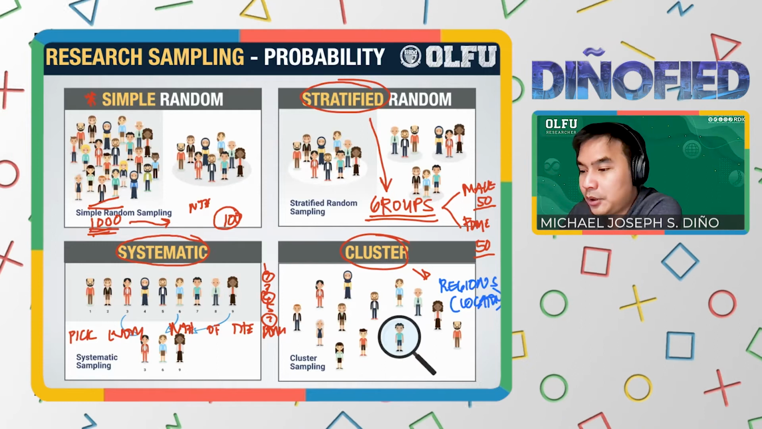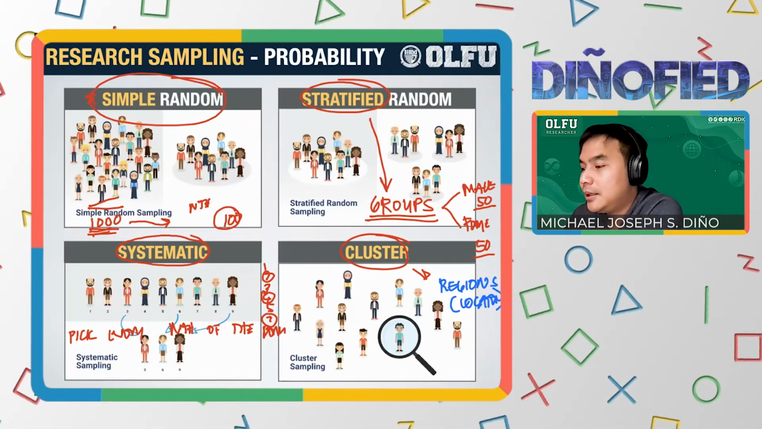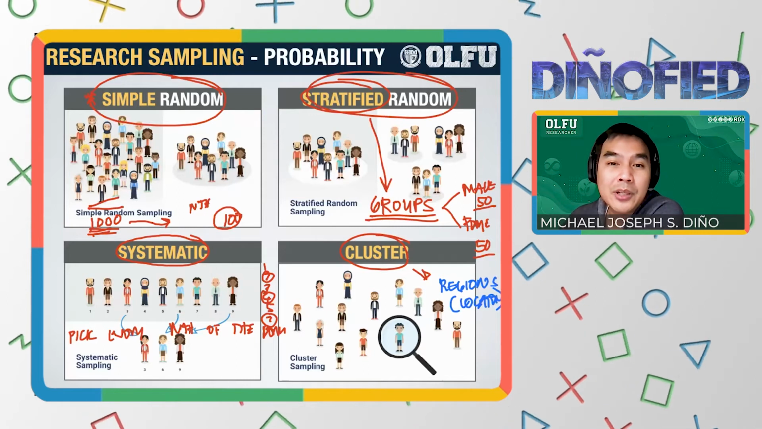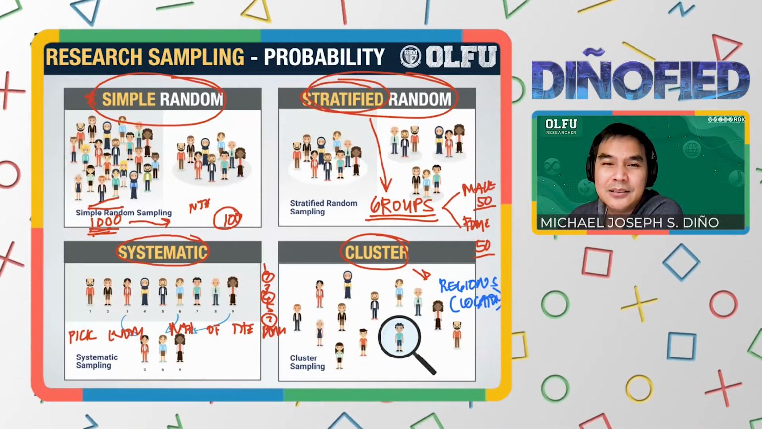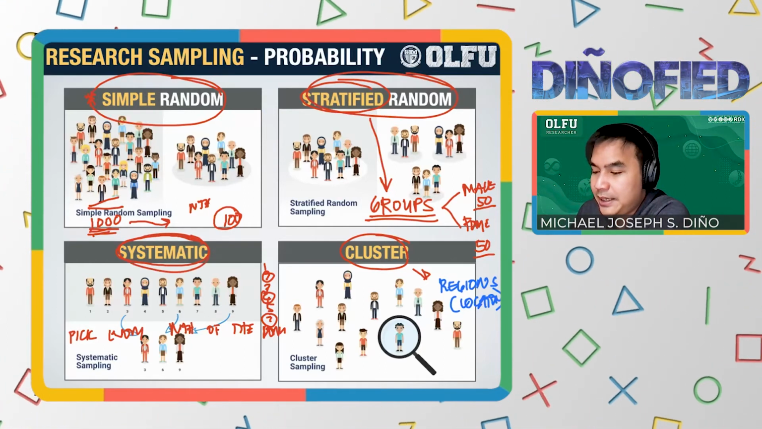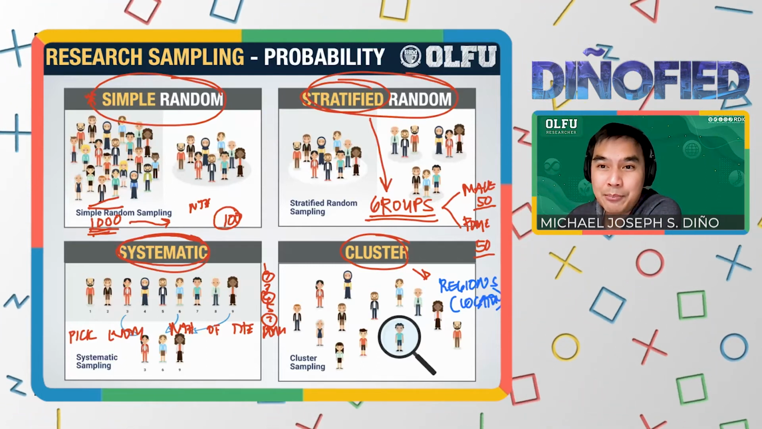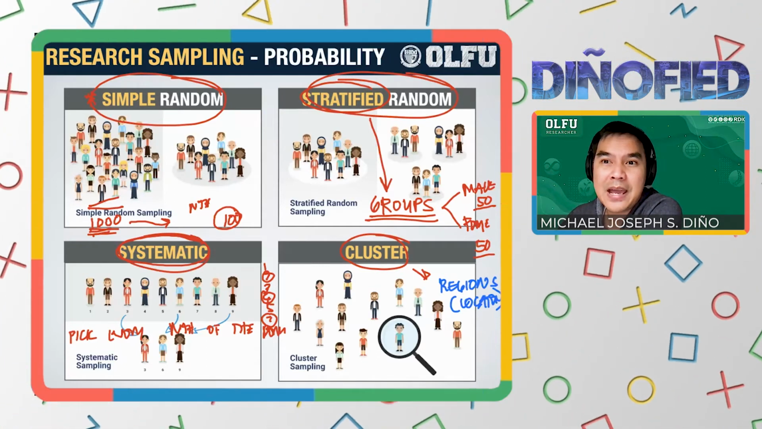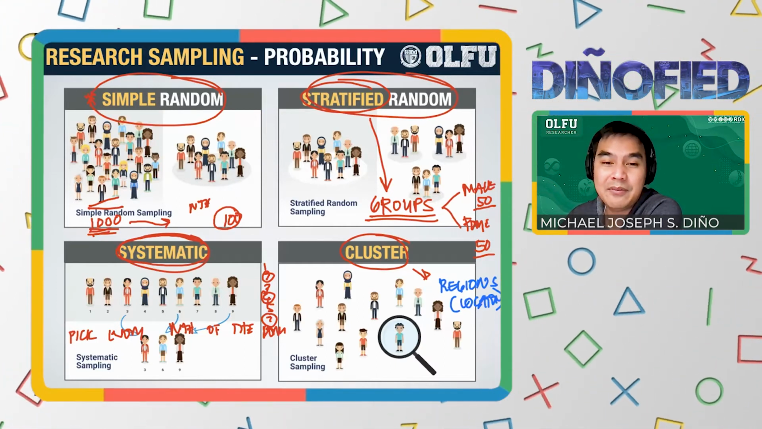Okay? Simple random sampling, again, is just like fishbowl technique. Stratified random sampling, I'm going to group the whole population first into several strata. Okay? Example, gender. Systematic sampling, every element of the population is systematically sampled. Pwedeng every 5, pwedeng odd, pwedeng even, pwedeng every 10, every 100, every 50.